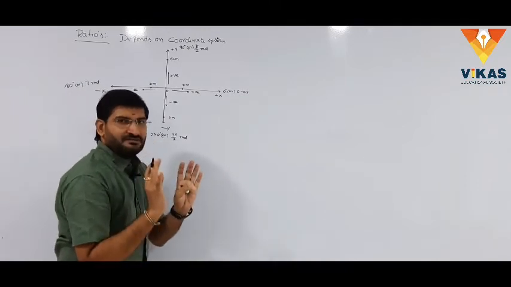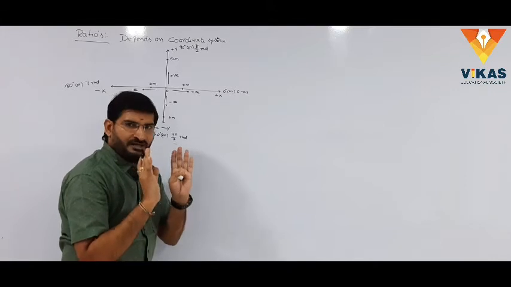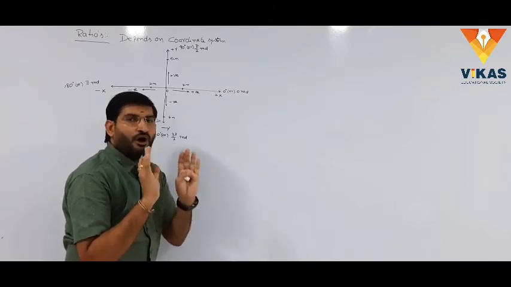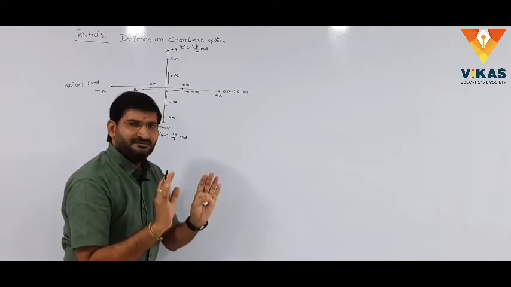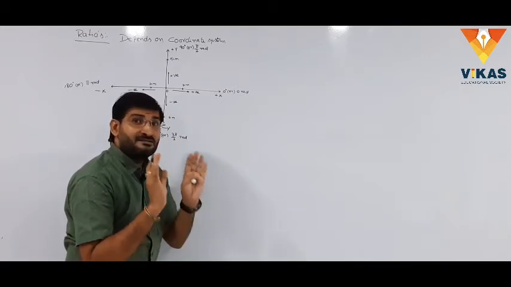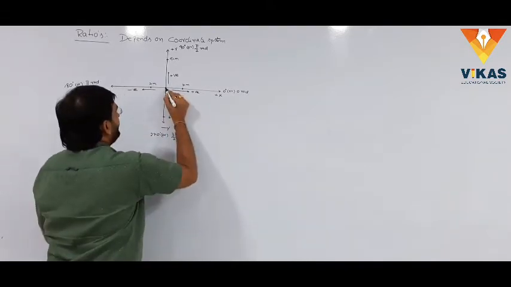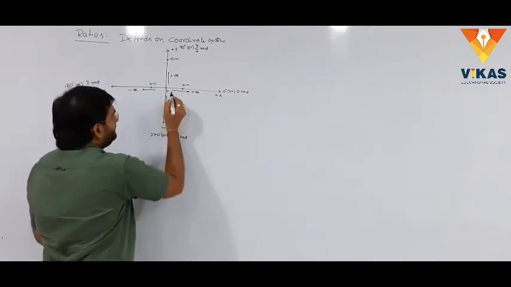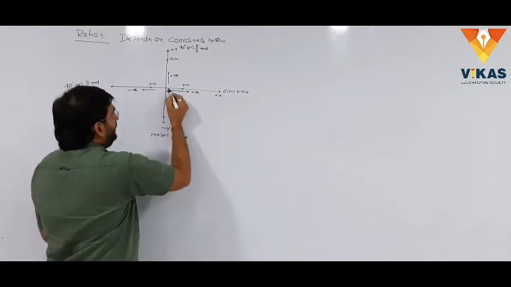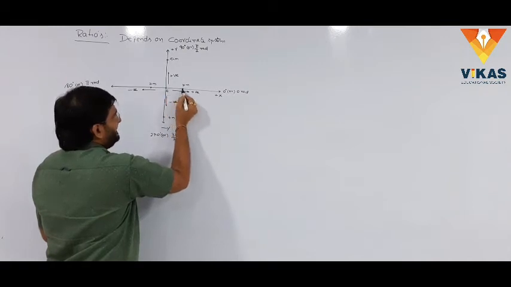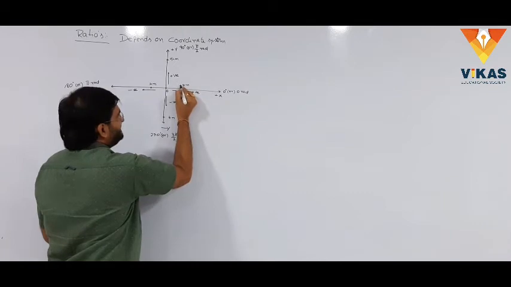Listen students carefully, this is the first rule: all the distances are measured from the origin only. Did you understand? All the distances are measured from the origin only. Here O is the origin point. The distance measured from the origin to 3 centimeters, which is along the positive x direction, is positive.